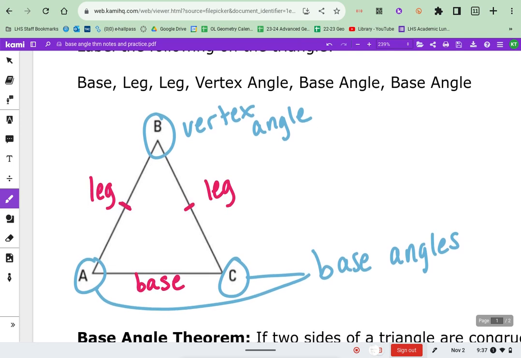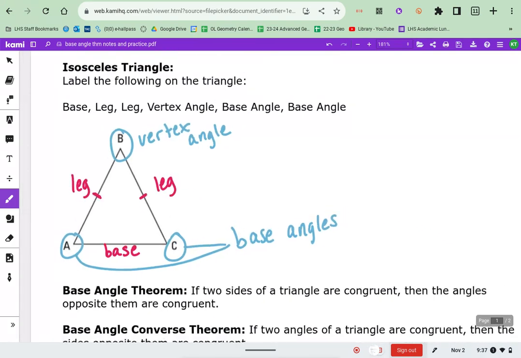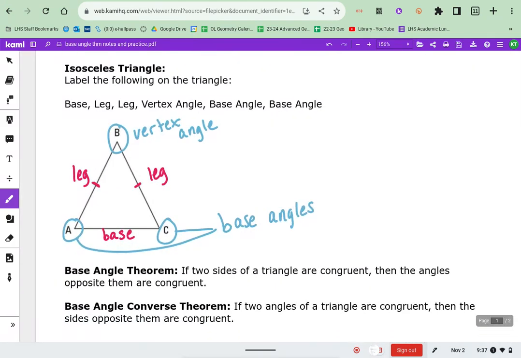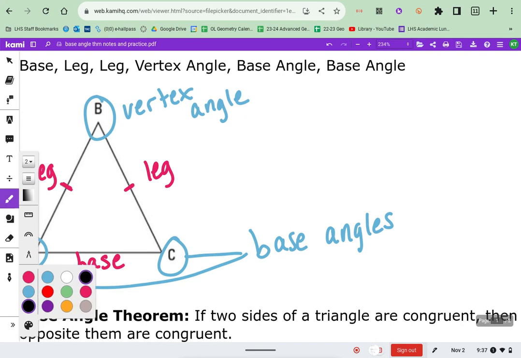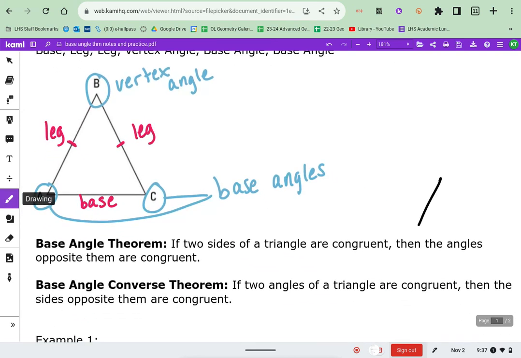Okay, so nothing super fancy so far. So let's look at what the base angle theorem says. The base angle theorem says, if two sides of a triangle are congruent, aka in an isosceles triangle, then the angles opposite them are congruent. So essentially, I'll draw you a picture over here. It says if we have an isosceles triangle and these two sides are congruent, then these base angles are also congruent. So that's what the base angle theorem says: that sides congruent show us where congruent angles are.